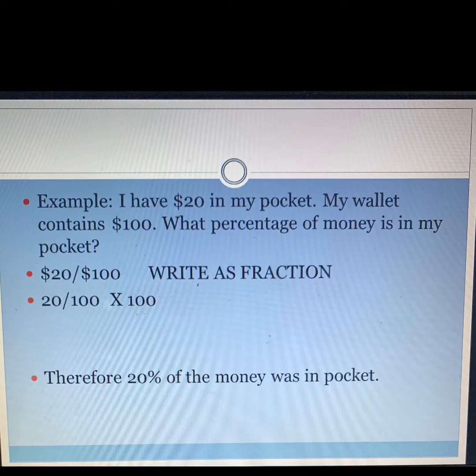Let's look at some of the questions so that we better understand how we're going to apply these three rules in problems that we encounter in assignments and exams. The question is: I have $20 in my pocket. My wallet contains $100. What percentage of money is in my pocket? Let's look at the solution. The first rule says that it has to be the same quantity. Looking at the money in the pocket and the money in the wallet, it's in dollars, so we don't have to do anything with that.